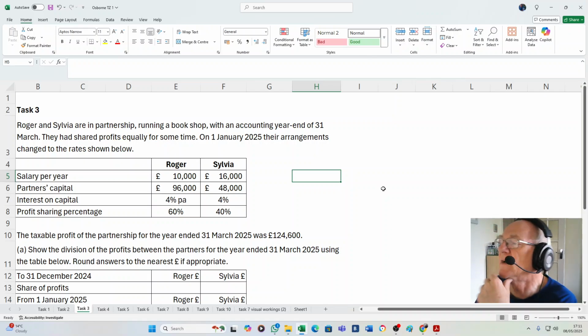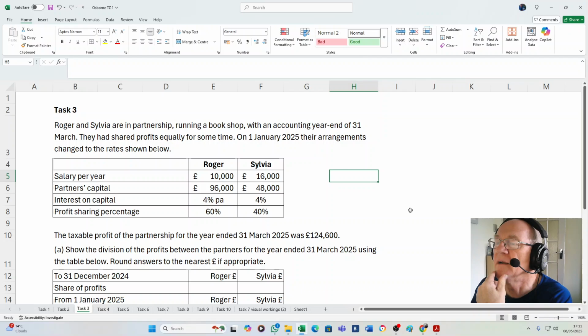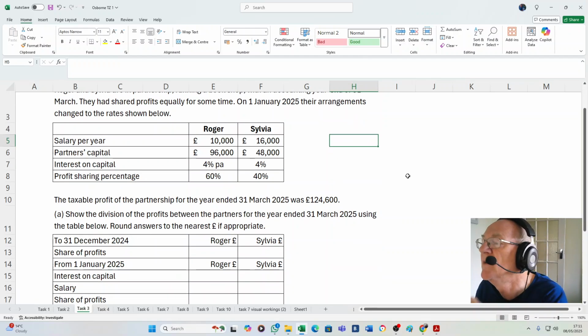Roger and Sylvia. So partnerships. This is partnerships and NI. This task. Shared profit equally for some time. Don't really need to know too much about that. 1st of January they've changed. Presumably, Roger's put some extra money in or something like that, and therefore said I want a bit more out of it. But why not?